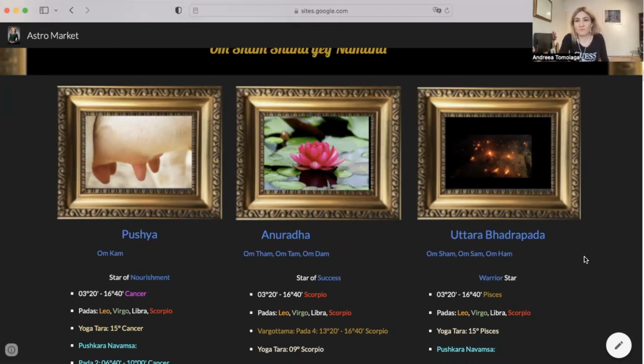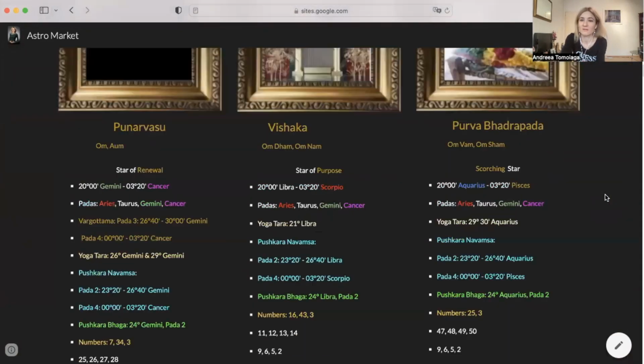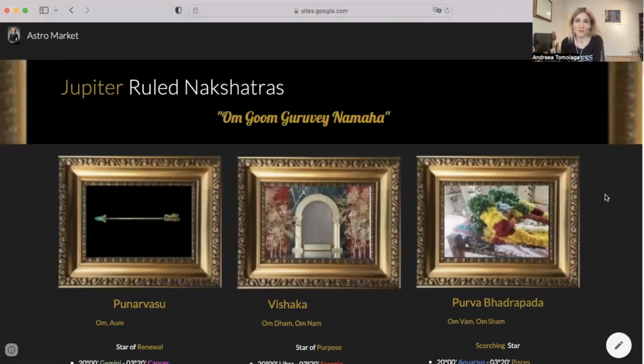And then Purva Bhadrapada would really bring the purifying matters to the surface and will show the things that really went wrong, especially in matters of wealth. Purva Bhadrapada is linked to destruction, and both Purva and Uttara Bhadrapada are quite linked to big fluctuations in general. So we will not see much stability, and with Rahu there, the volatility will increase for sure.